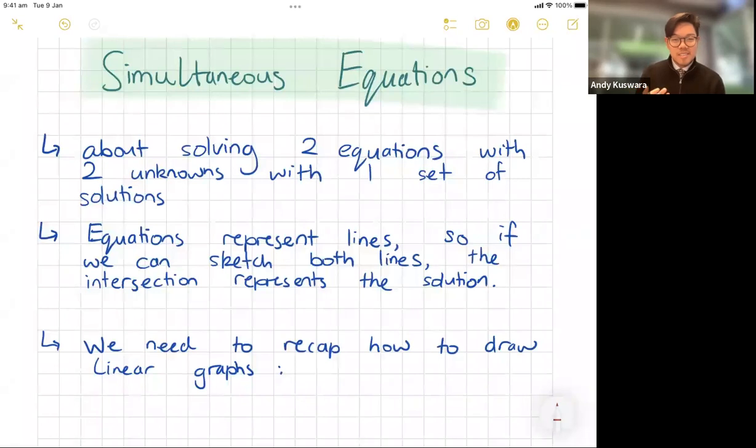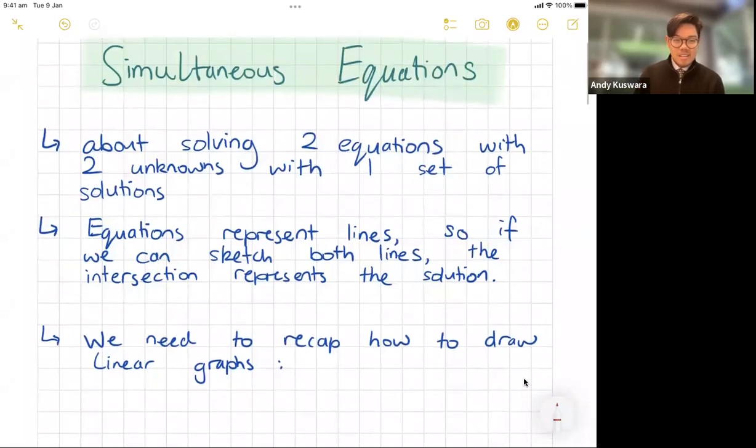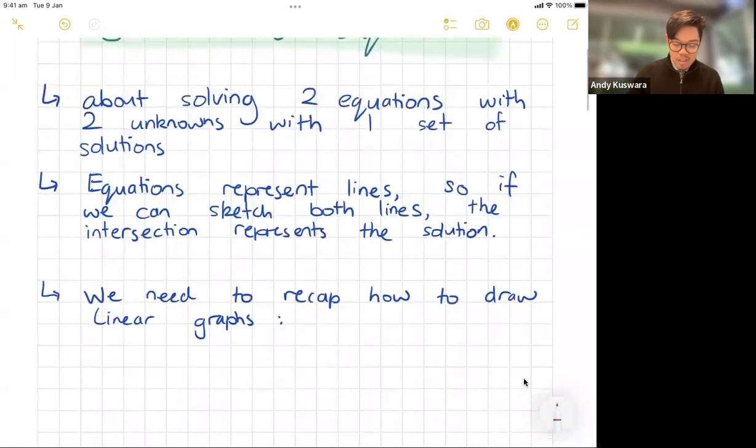All right, let's get into it. So we're talking about simultaneous equations, a new topic. You can pause it if you need to. I'm going to speed through this. It's about solving two equations with two unknowns with one set of solutions. Just remember that equations normally represent lines. So if we can sketch both the lines, sometimes they'll have a crossover point at that intersection. That's our solution. So before we can even do that, we need to remember how to draw lines.